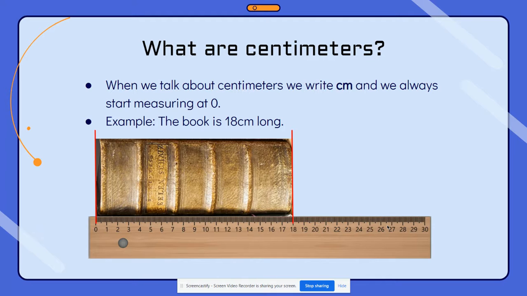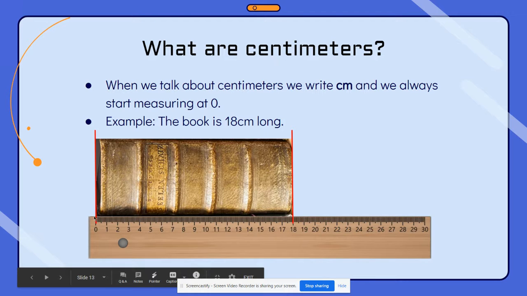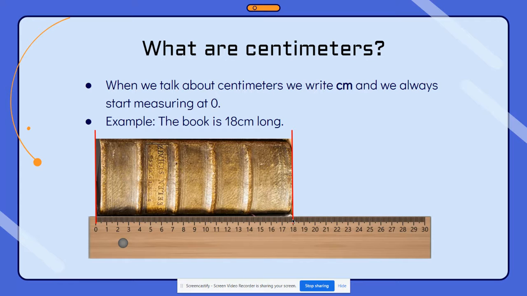And we always start measuring at zero. Always. We always start measuring at zero. For example, the book is 18 centimeters long. And if you look over here, I started at zero and the book ends at 18. So the book is 18 centimeters long.